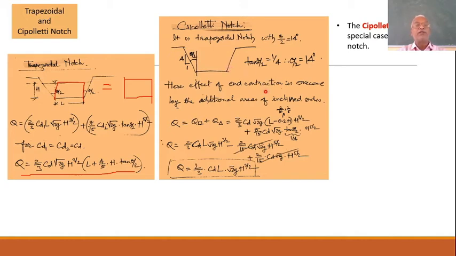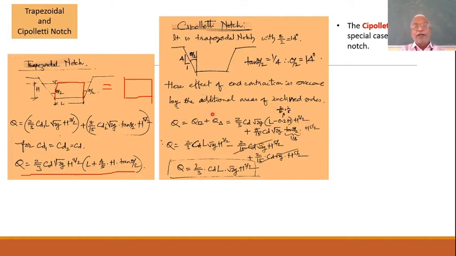Why so? We'll see here. Here, effect of end contraction is overcome by the additional area of inclined sides. Means because of the end contraction, we used to say that the L is reduced by 0.1 times the H for every end contraction, which we have just now seen, right? Now here, whatever reduction is there, that will be overcome by this widening. That is what is said.